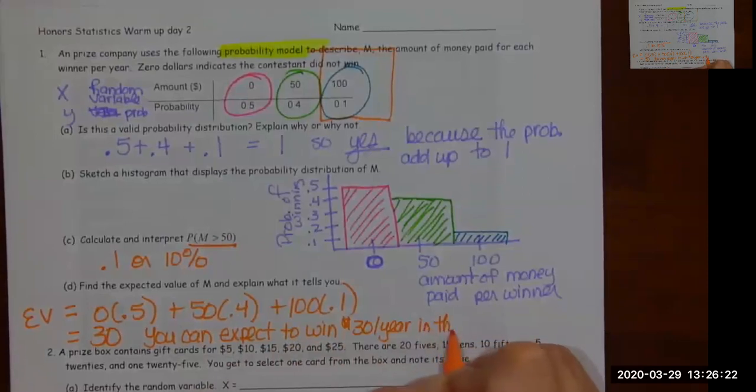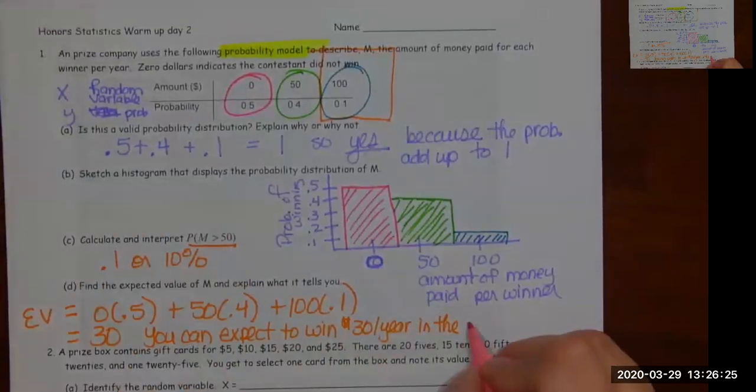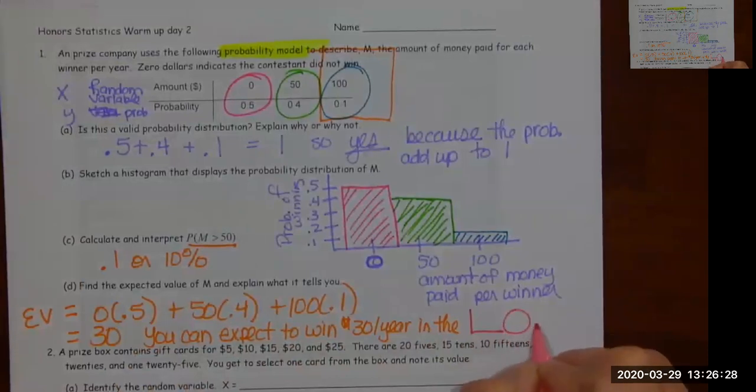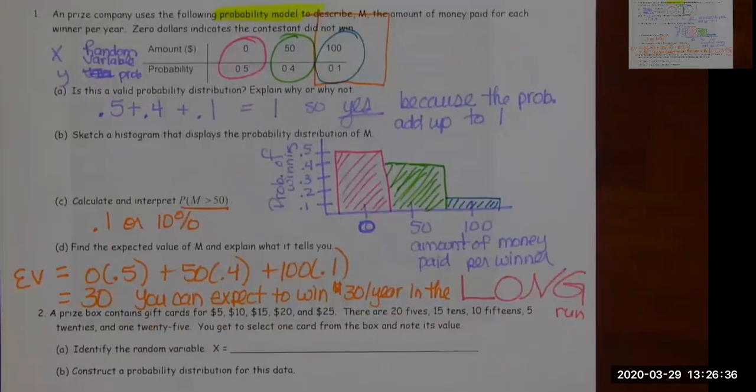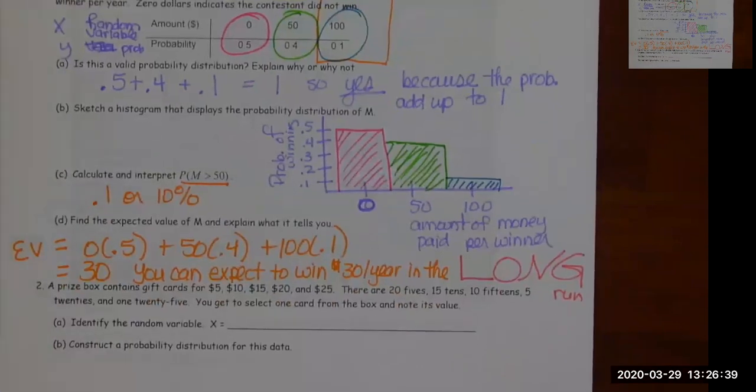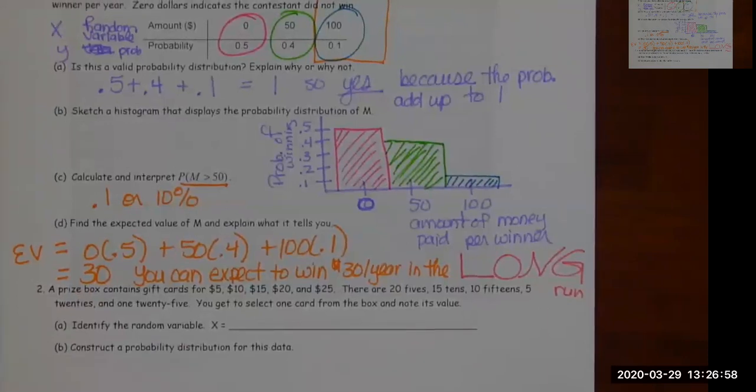in the long run, right? I made my word long because we know that if you buy one ticket, there is no way to win $30. You either win 0, 50, or 100. So in the long run, if you kept playing this, and let's say you played it for 20 years, if you were to add up all of your winnings and divide by 20, you should be at $30. That's your expected win. Okay, so remember, it's the long run. Really, if we looked at all the people who played, this is what we're talking about, big numbers.